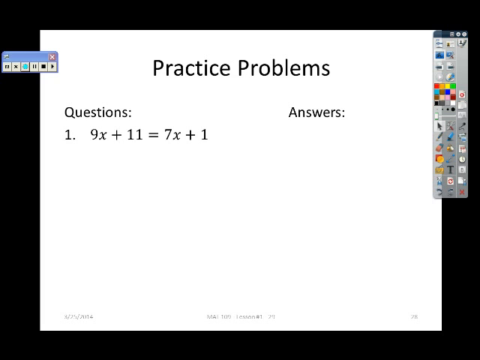All right, this one. What's the answer? X equals what? Subtract the 7x. Subtract the 11, divide by the coefficient. What about decimals? Do they throw you?